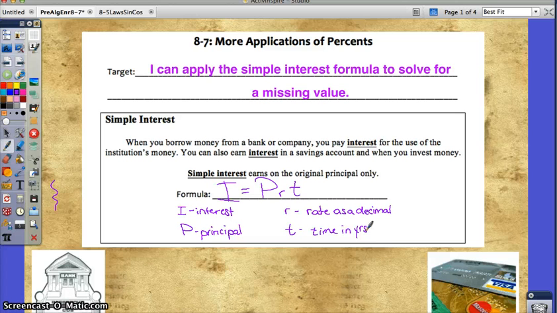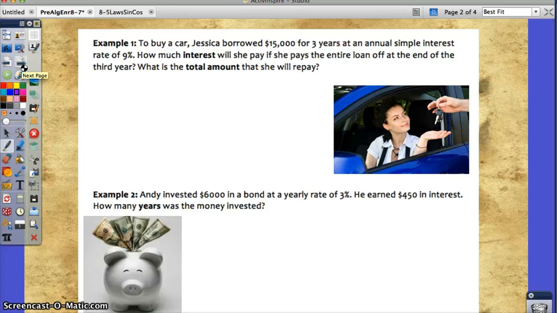We're going to practice applying this formula today and solving for a different part in each one of our examples, okay? Let's get started. So the first example, to buy a car, Jessica borrows $15,000 for 3 years at an annual simple interest rate of 9%. How much interest will she pay if she pays the entire loan off at the end of the 3rd year? And then what is the total amount that she will repay?